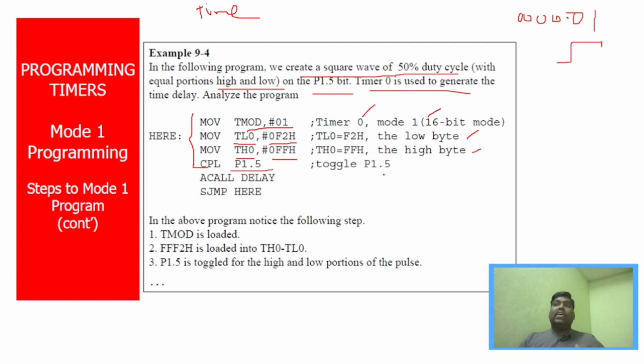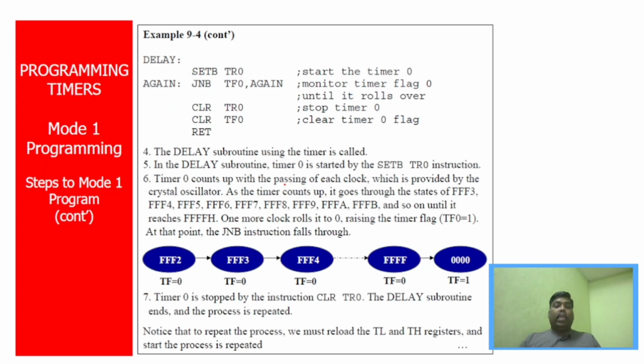Now we have to generate the square wave. So how will we do that? You can see the next operation is ACALL. We have already seen what the ACALL operation is. It's a branching operation. Now it will switch to this particular routine, that is, it has to branch to this particular address, delay. So we'll go to delay. You can see this is the delay operation.